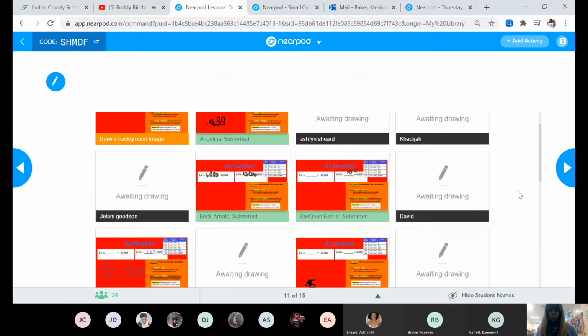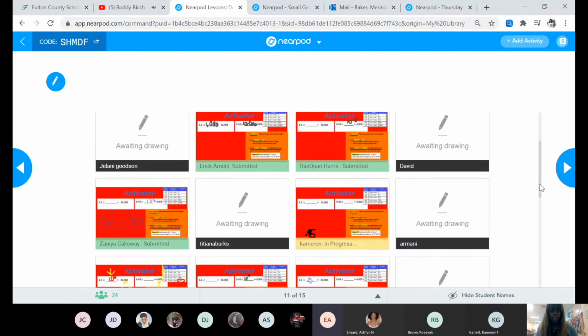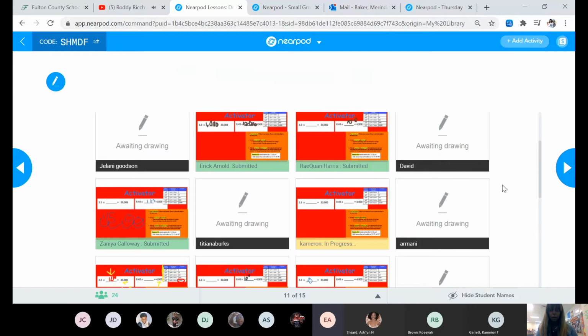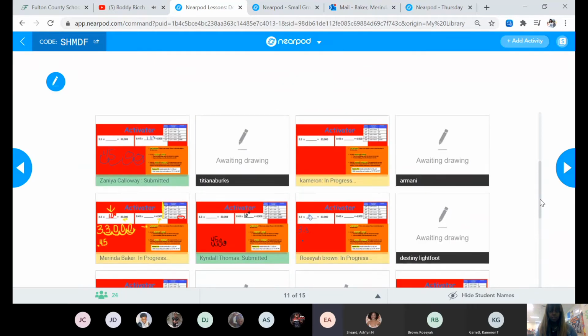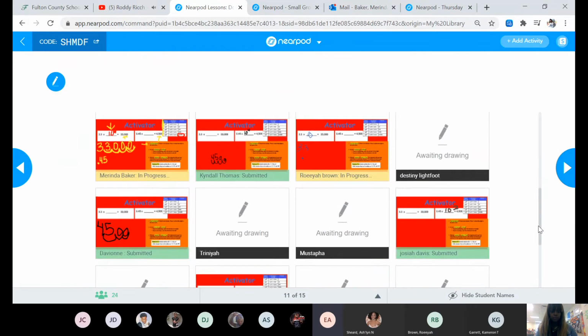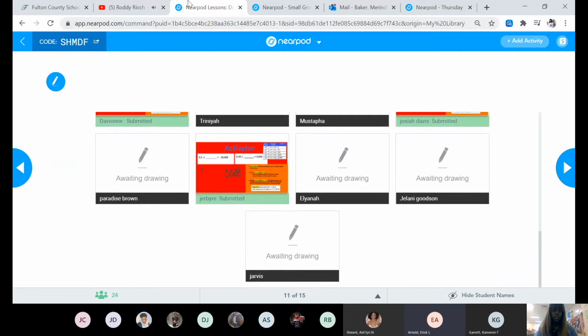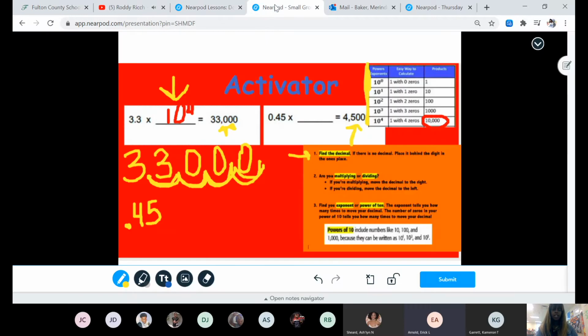Raekwon, I need you to show your work and not just put anything in there. Eric, I wanted to see the power of 10. And Jarvis, you didn't write anything. You did it correctly, Jabari, but I need you to write your correct exponent. All right, let me go over it. I'm going to review it now.